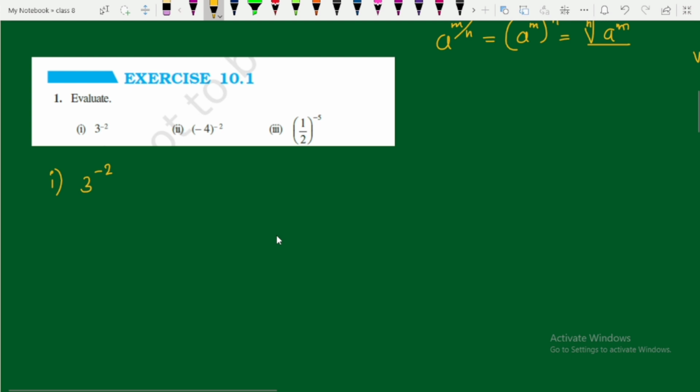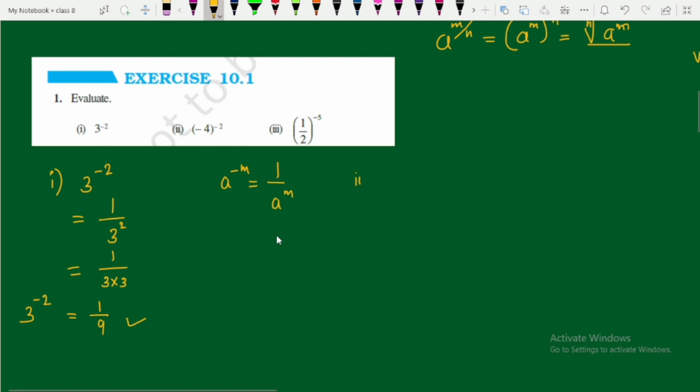So you have already seen the laws of exponents. When the power is negative, you are going to write it, that is a raised to minus m equal to 1 upon a raised to m, reciprocal, right? So in the same way we can write this as 1 upon 3 square. So 1 upon 3 square means what? It is 3 into 3. So you are going to multiply 2 times. So it is 1 upon 9. So this is the answer of 3 raised to minus 2. 3 raised to minus 2 equal to 1 upon 9. In this way you are going to solve question number 1.